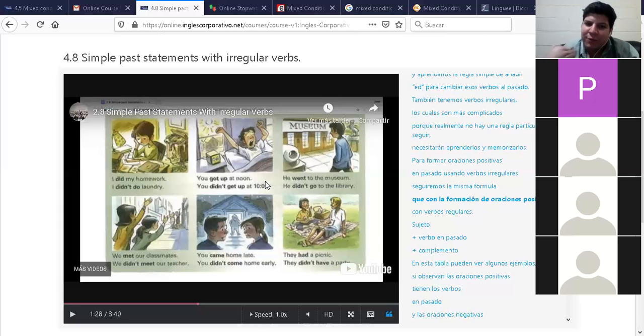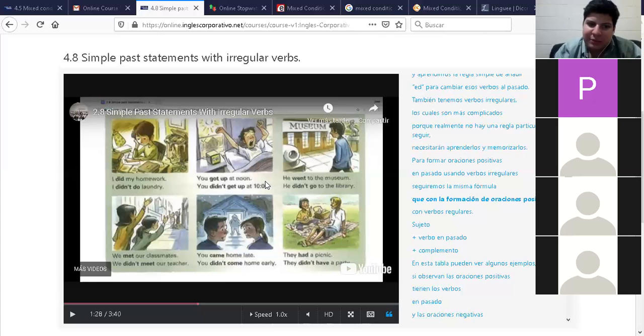How do you say "él fue al museo"? He went to the museum. Museum. Say it with me. Museum. "¿Él no fue a la librería?" He didn't go to the library. Very good.